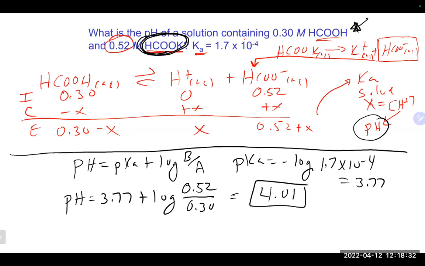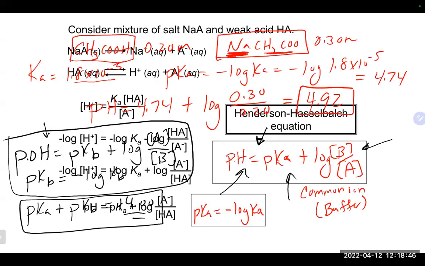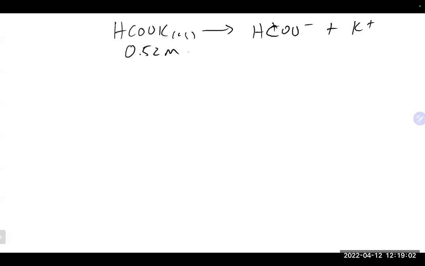Say it again, how would you find which concentration to use for this guy over here? Yeah, so it does come from here, from the potassium formate. When that breaks apart in solution, you have the HCOO minus plus K plus. This guy was 0.52 molar altogether. It's basically a 1-to-1 relationship between these guys, which means it would be 0.52, and it would also be 0.52 for this guy as well.